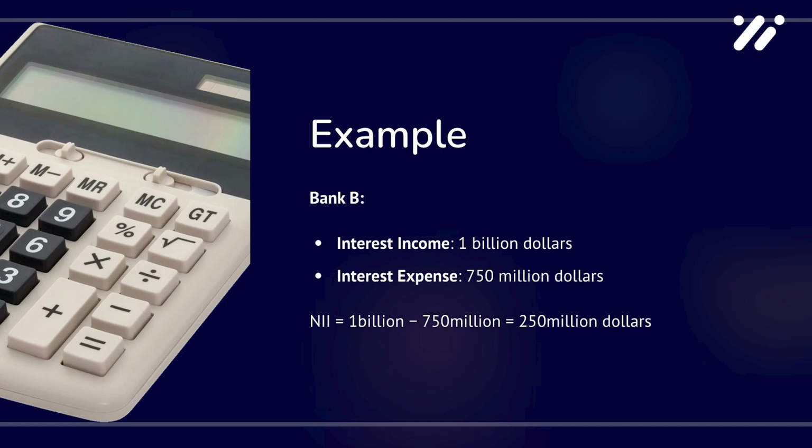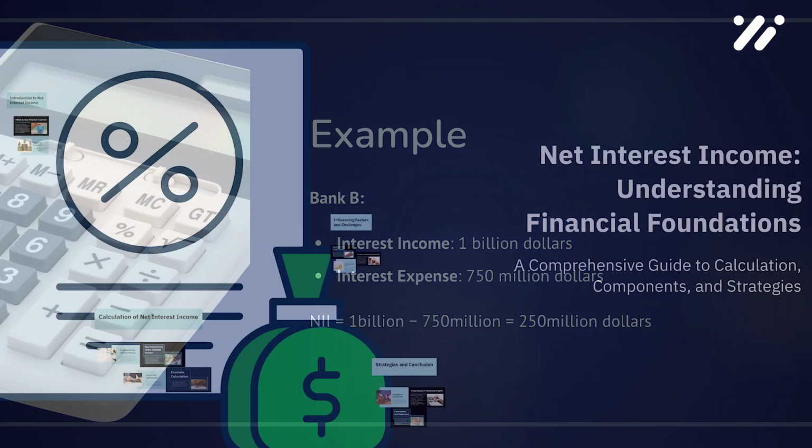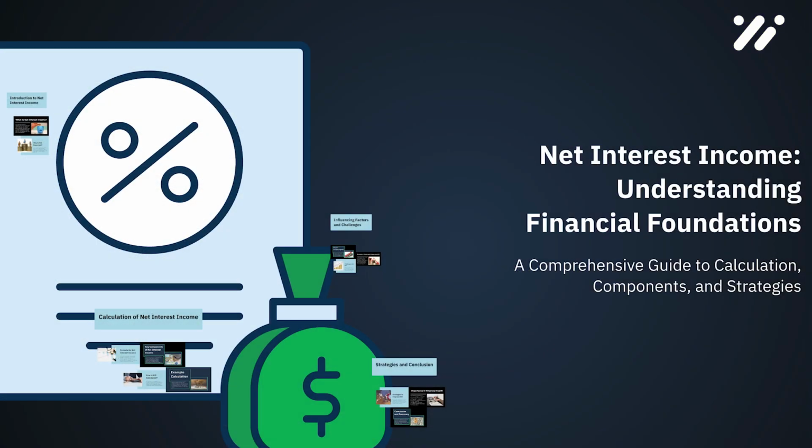You following? In this case, while Bank A has a higher NII margin relative to its income, Bank B's larger scale may indicate higher operational capacity. In addition, net interest income is a crucial measure of a bank's financial health and operational efficiency. By carefully managing the balance between interest-earning assets and interest-bearing liabilities, financial institutions can maximize profitability and weather fluctuations in the economic and regulatory landscape.